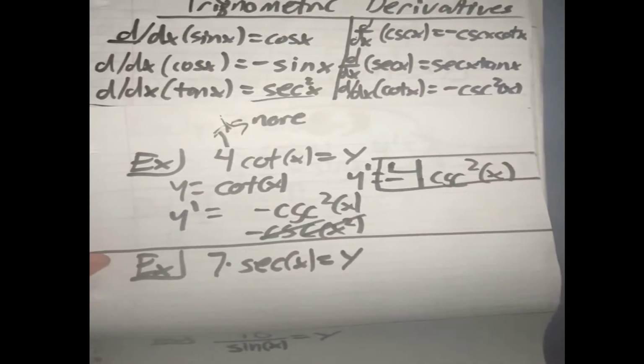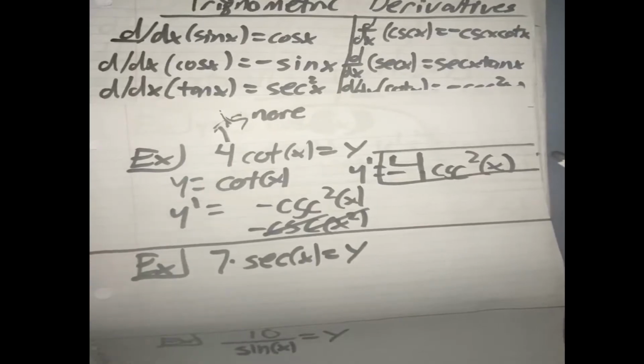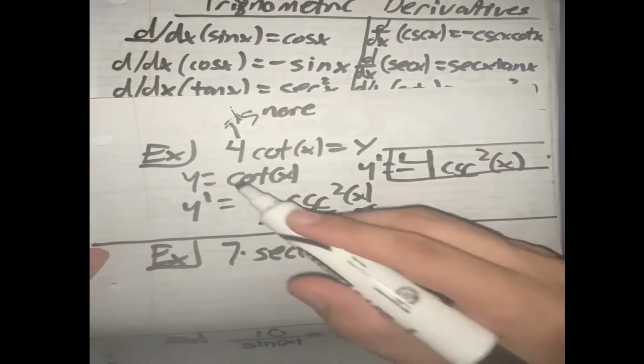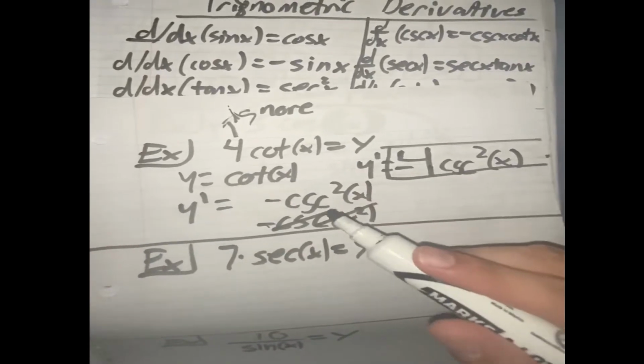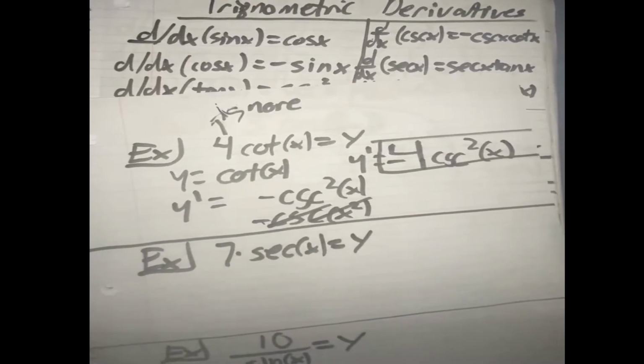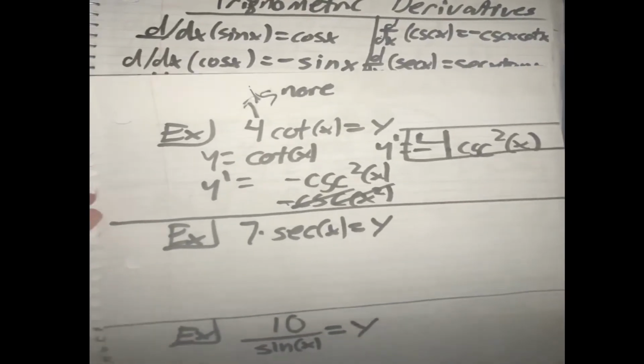So that's our function. Don't forget the minus sign for cotangent, and don't forget the multiple. But I do tell you to ignore it, so that you can solely focus on the trig function. Just don't forget to multiply it back in at the very end.